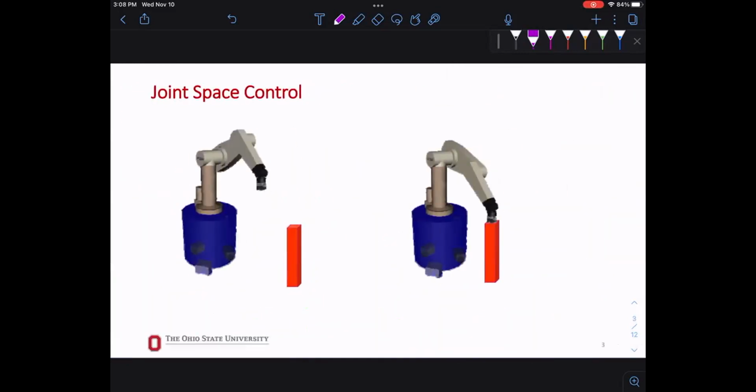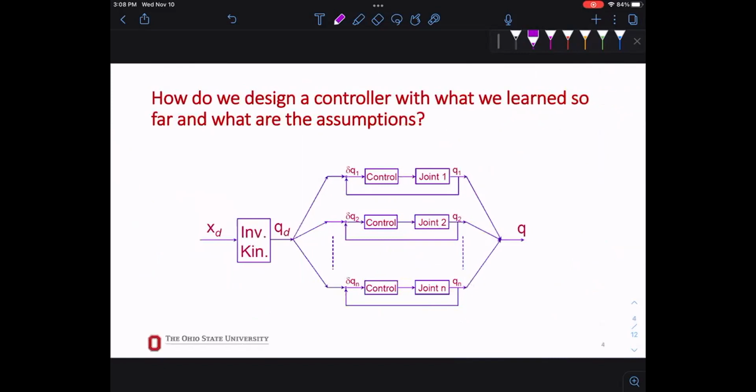But what if we wanted to use joint space? What if we wanted to control the joints? This is straightforward, because let's say we have a desired position and orientation of our end effector. If we use inverse kinematics, we're going to know what our joints are going to be. Now we have to control it, to make sure every joint actually goes where it's supposed to go. That's the control part.